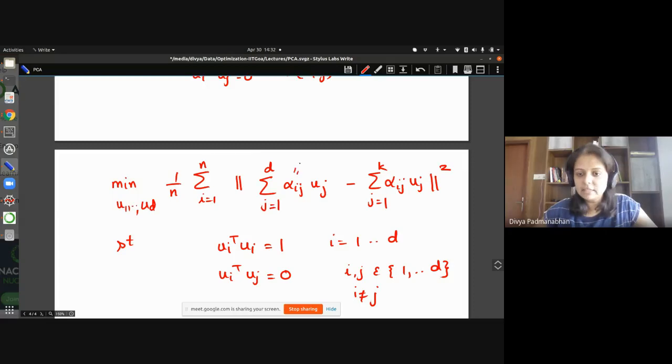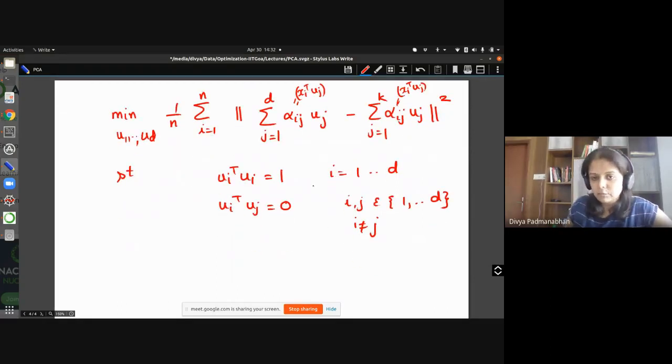So these alphas are just xi transpose uj. Okay, and the x's are given. So this is also xi transpose uj. Good, so this is the problem, and you can simplify this a little more. If you look at the objective, here there are more terms: j equals 1 to d, and here j equals 1 to k.